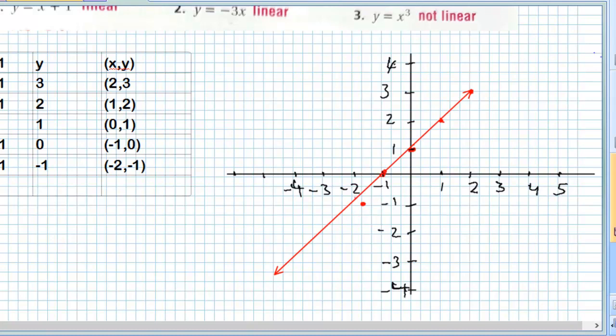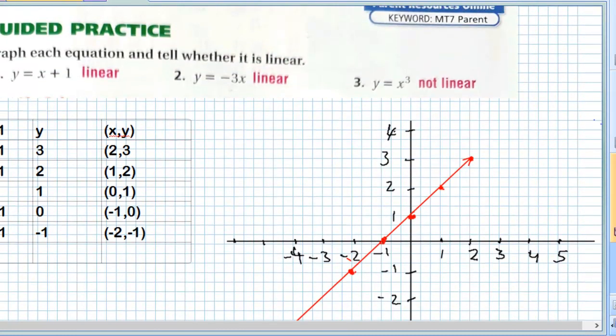Okay, -2 and -1 is here, so this one is not correct, this is wrong. So make sure you plot them correctly, okay? So this is our line or our graph for the equation. This equation is a linear equation, okay? Let's go for the next question.